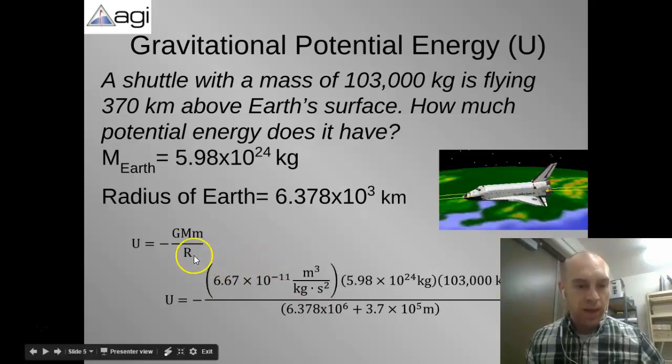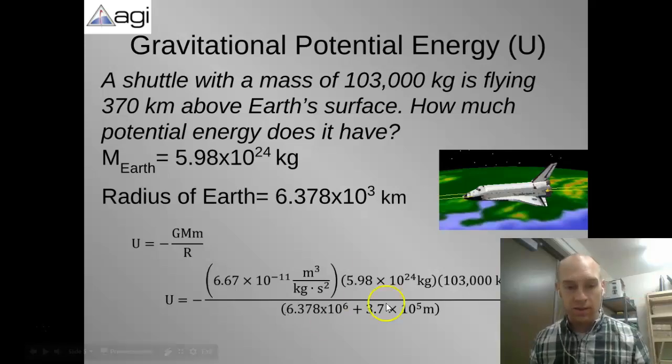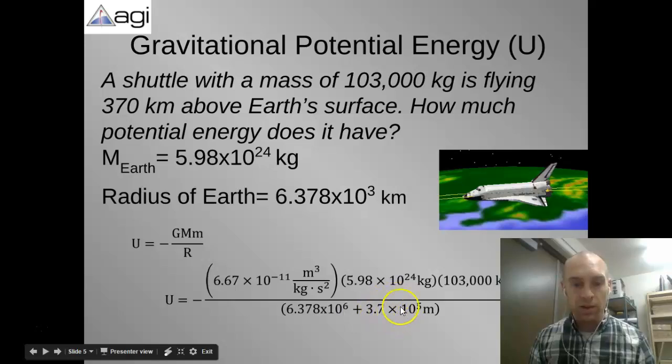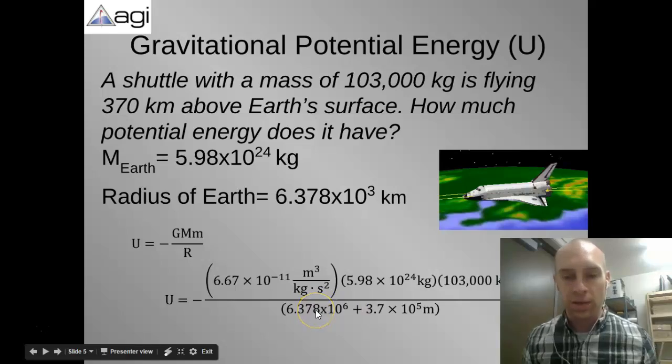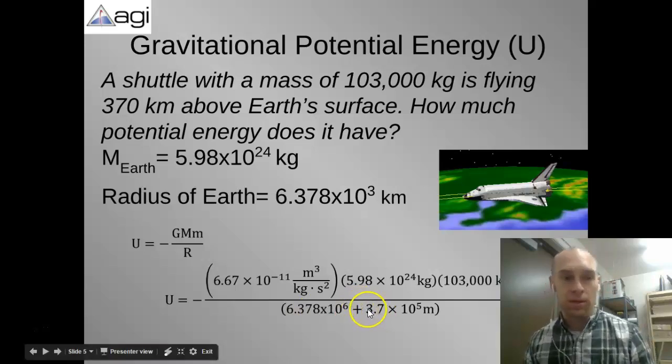Here's the G value, and here's the mass of the Earth. Here's the mass of the satellite, and then we're adding up the distances, because the radius of the Earth, that's how far we are from the center of it. The center of the Earth to the edge of the Earth is this value, and then the surface of the Earth, or the edge of the Earth to the satellite, is an additional value here. So we convert all these into meters, and they're showing it in scientific notation. A lot of times I'll just write it out as 6,378,000 meters plus, in this case, 370,000 meters, and add those together.